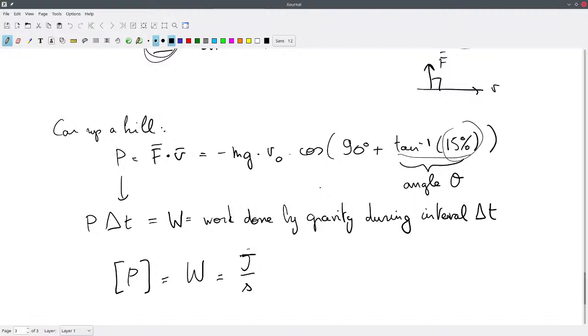And one last question that someone's asking: yes, you can of course convert this cosine of 90 degrees plus that angle into the sine of that angle, which would be the next step.